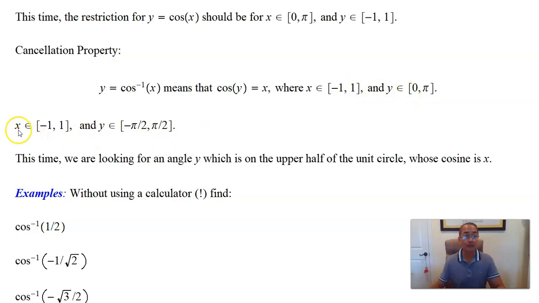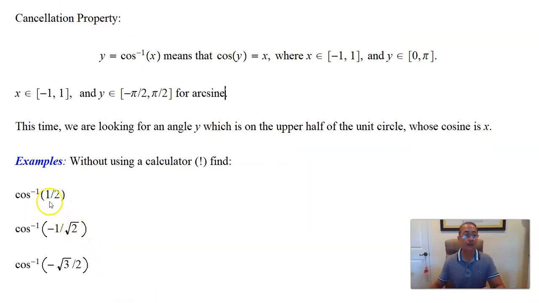Before, for inverse sine, it was from minus pi over 2 to pi over 2. That was for arc sine. So take note of the difference. This time, the angle that we are looking for is between 0 and pi. We are now on the upper half of the unit circle, in the first and the second quadrant. Our angle is between 0 and pi. We're looking for an angle whose cosine is within our arc cosine function.